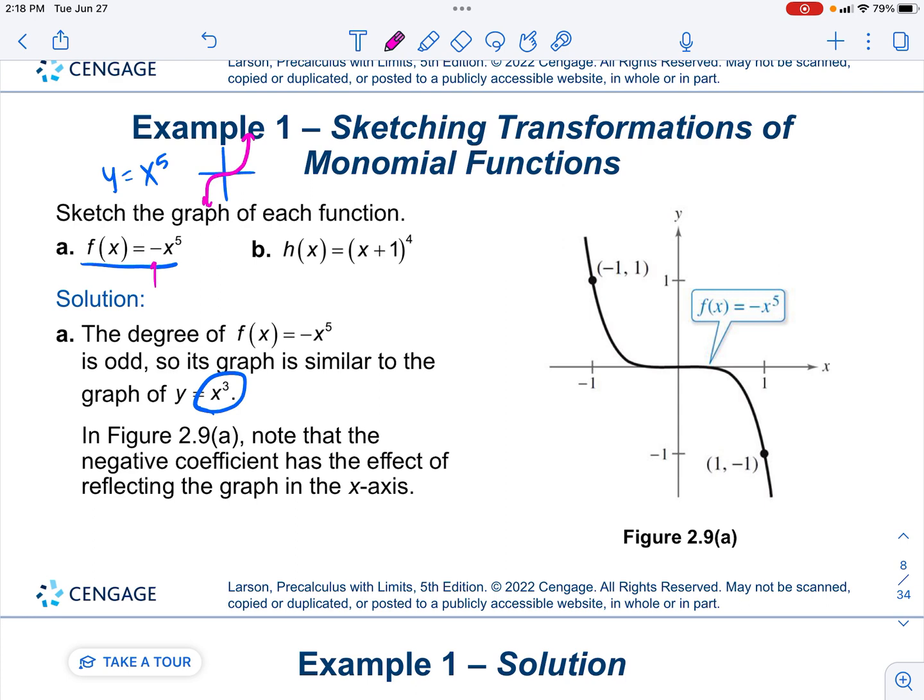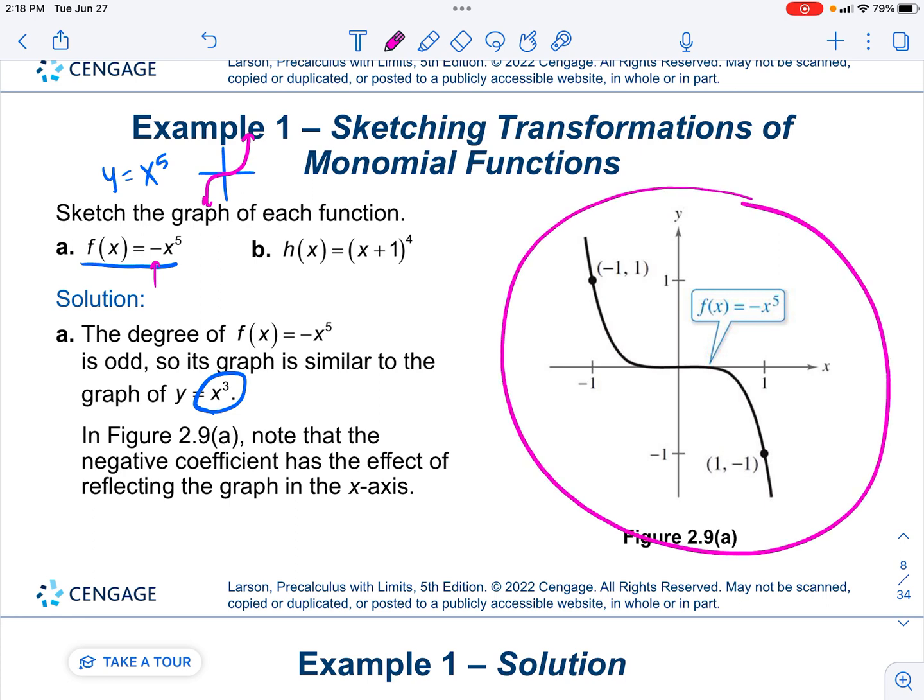Now with the negative, we learned earlier in the textbook that a negative will flip it over the x-axis. So instead of seeing this S curve, we're going to see this curve. It has been reflected over the x-axis, and it looks like a negative x cubed function.